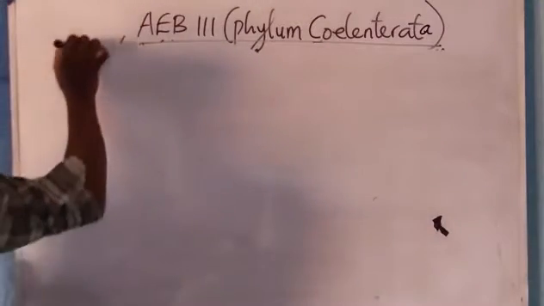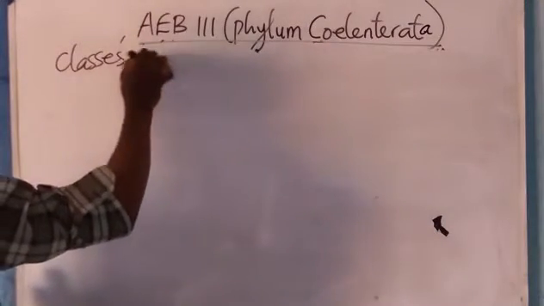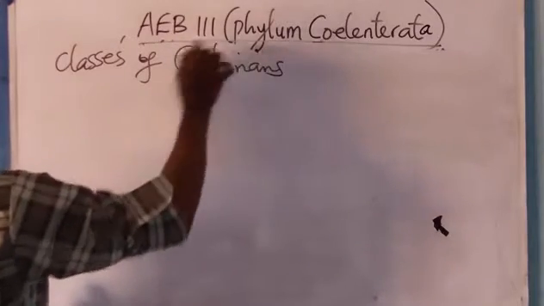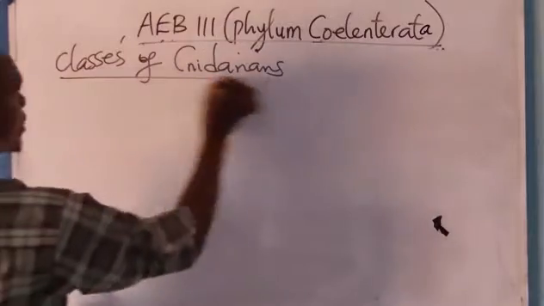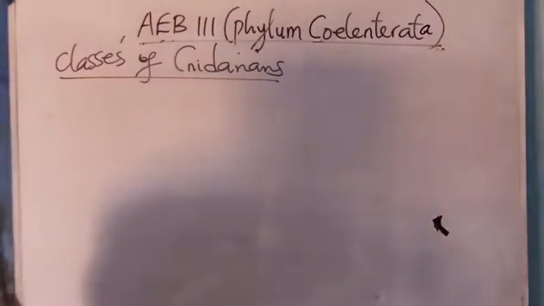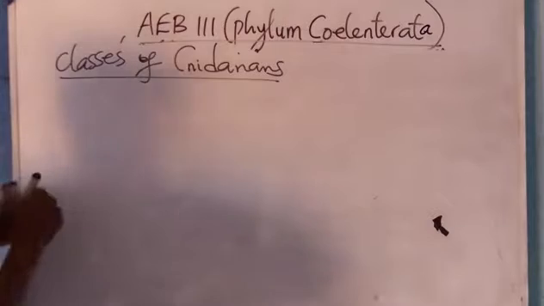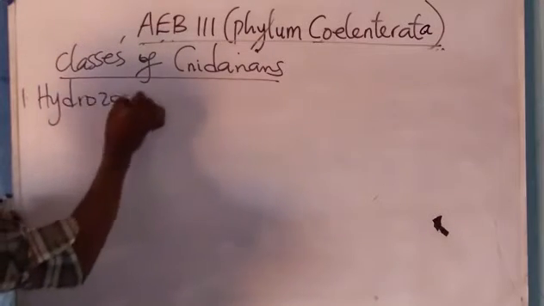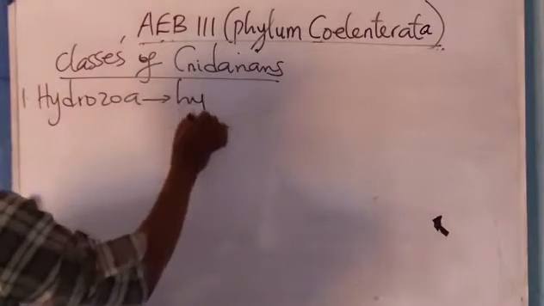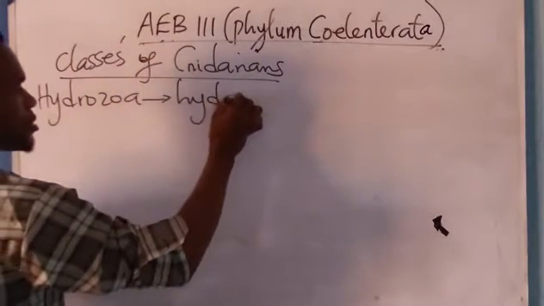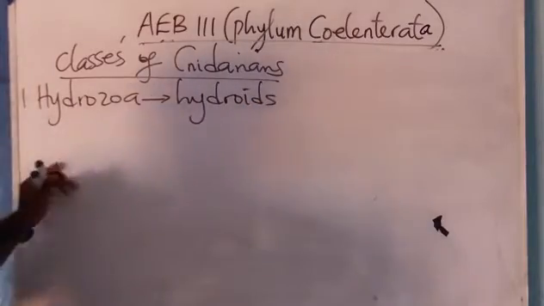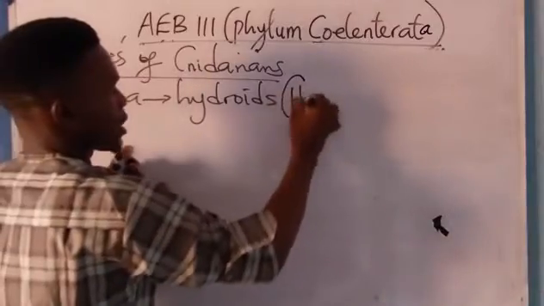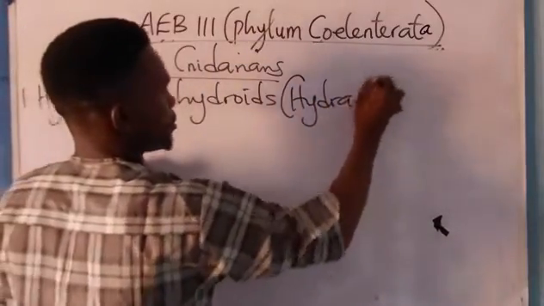Now, classes of cnidarians. There are 4 classes of cnidarians. You have one, the Hydrozoa. Now the Hydrozoa contains the hydroids. Alright, the Hydrozoa contains the hydroids. Examples are the hydra and obelia.